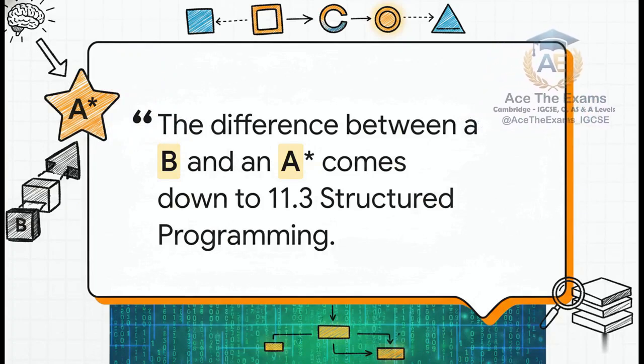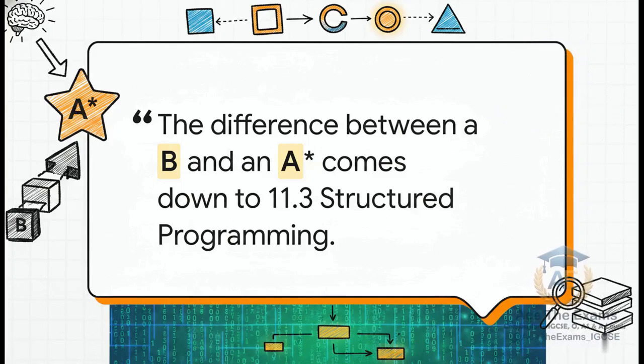When our buddy Alex just dumps facts onto the page, yeah, they might scrape a B if they're super lucky. But that A star? That is strictly reserved for candidates who truly understand that defining and using procedures is about creating modular, efficient, and reusable solutions. It's about seeing the matrix of the code, not just staring at individual characters. It is the ultimate discriminator in the Cambridge syllabus.